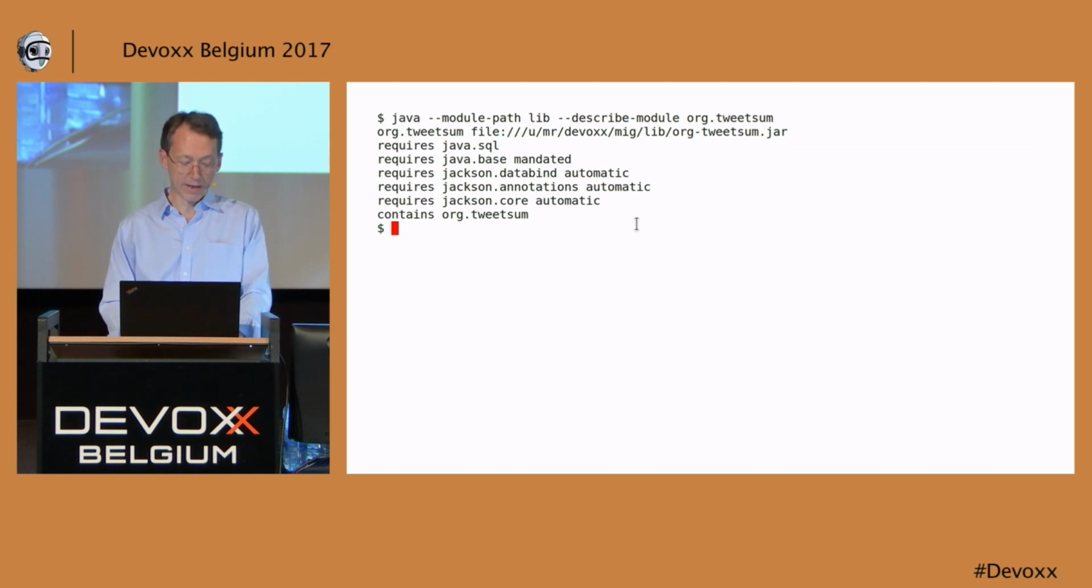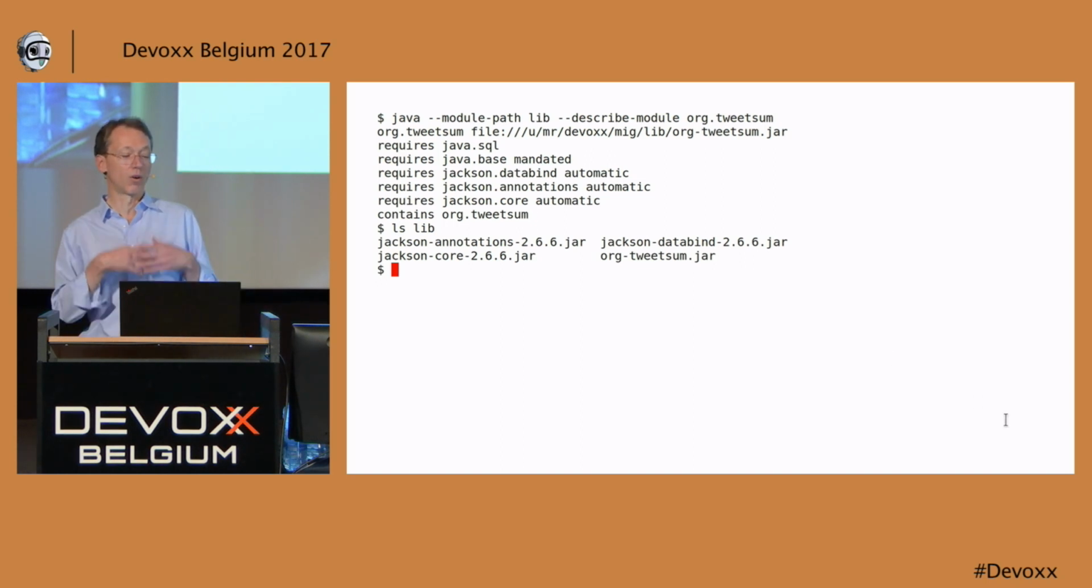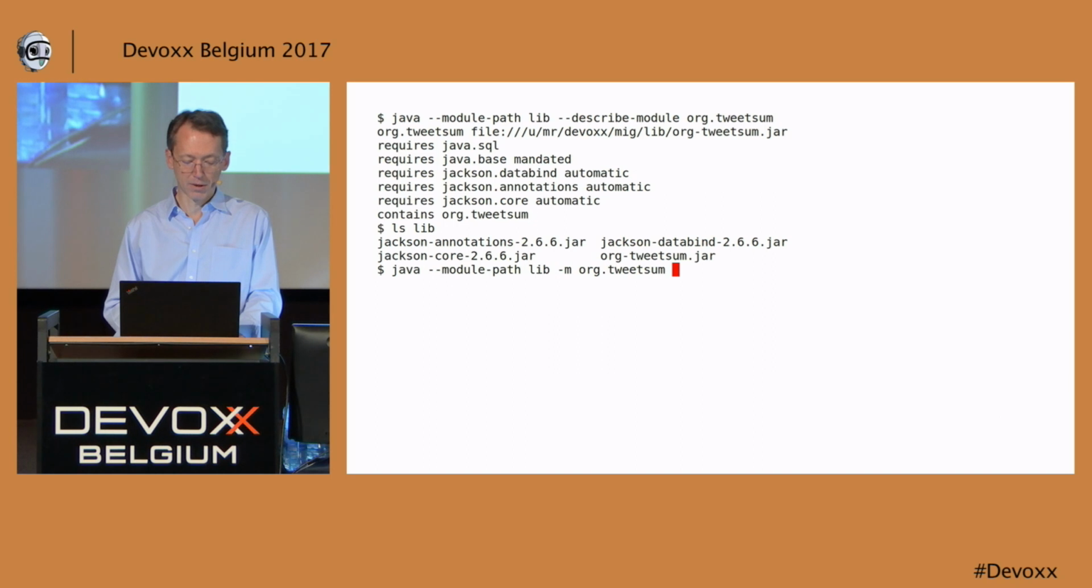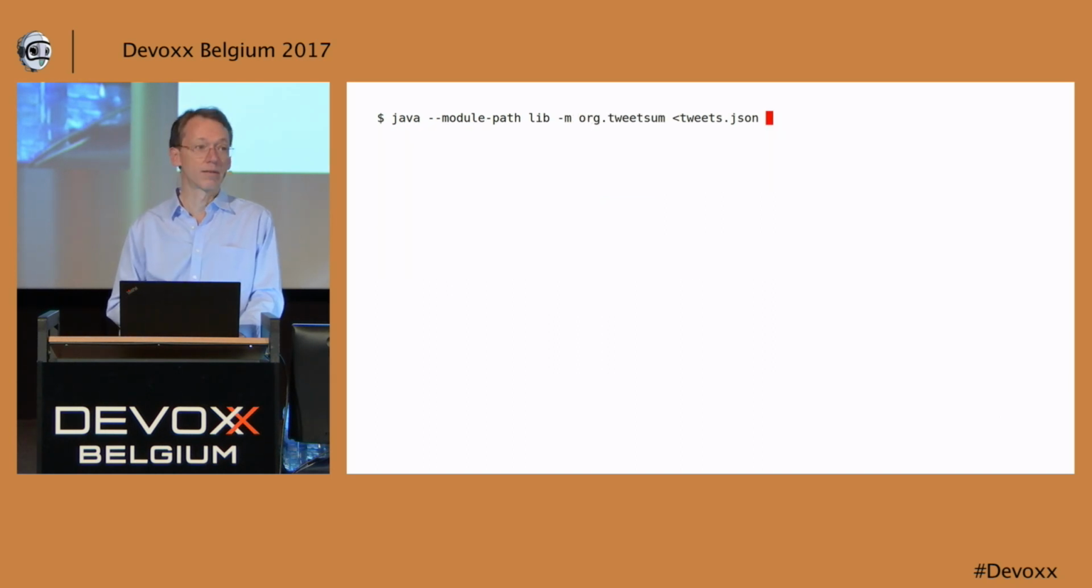Okay, so we should now be ready to run this, right? We've got our org.tweetsome jar file. We've got our old Jackson jar files. We're going to use those as automatic modules. They're there in the lib directory. So I should be able to just run the Java launcher, tell it to run the TweetSome module, and give it the tweets.json file as input, right? Is it going to work? Loaded question, I know.